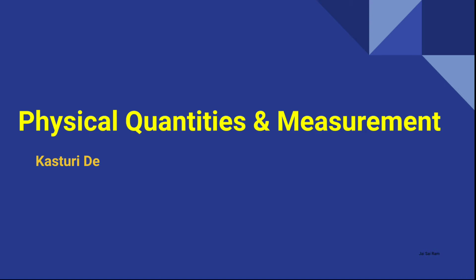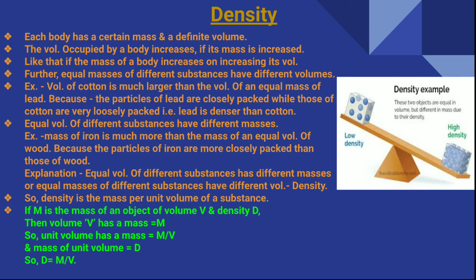and measurement. So first we come to density. Each body, we know, has a certain mass and a definite volume. The volume occupied by a body increases if its mass is increased. Further, equal masses of different substances have different volumes. So different substances having equal masses have different volumes.